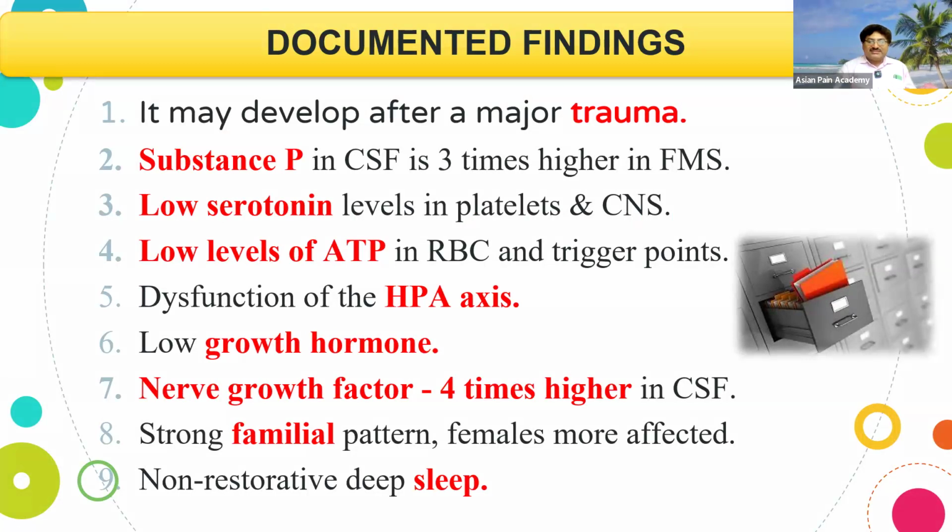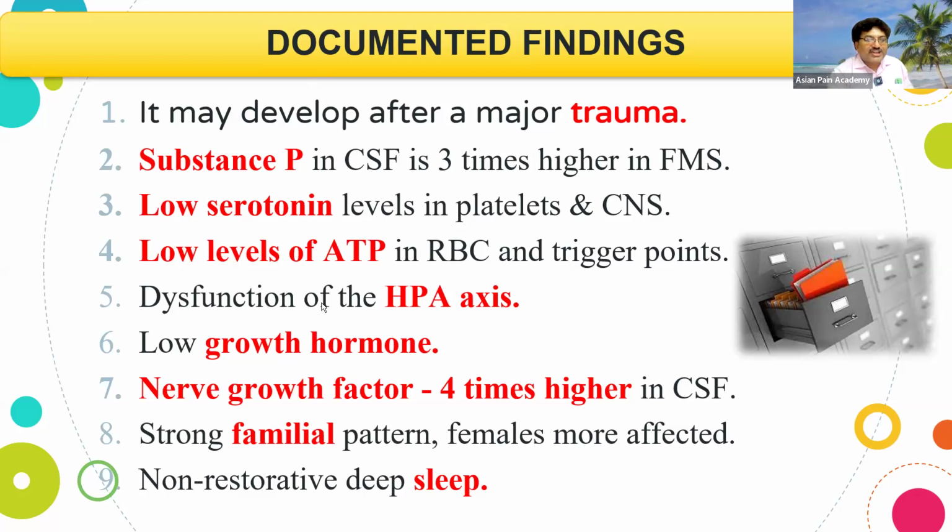Substance P in CSF may be 3 times higher in fibromyalgia patients. There is a possibility of low serotonin level in platelets and in the central nervous system. There is a low level of ATP in RBCs and the trigger points. There is dysfunction of the hypothalamo-pituitary adrenal axis, and patients are found to have low growth hormone. Nerve growth factor is found 4 times higher in the CSF. A strong familial pattern is also noticed, females are more affected, and non-restorative deep sleep is also observed.